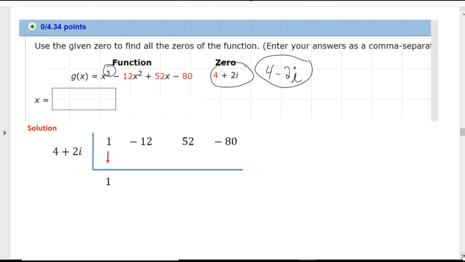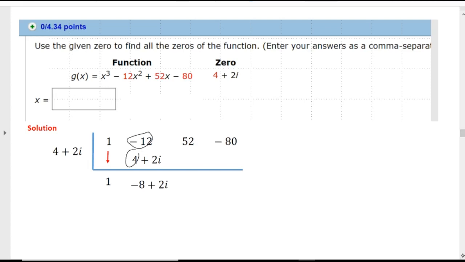So we have 1, negative 12, 52, and negative 80. Bring down the 1. 1 times 4 plus 2i is 4 plus 2i. So if I add these, I add negative 12 plus 4 is negative 8 plus 2i. Then we're going to multiply 4 plus 2i times negative 8 plus 2i, and that gives me negative 32 plus 8i minus 16i plus 4i squared. Gather your like terms. So 8i plus negative 16i is negative 8i.